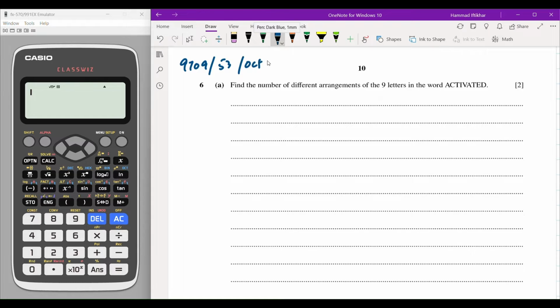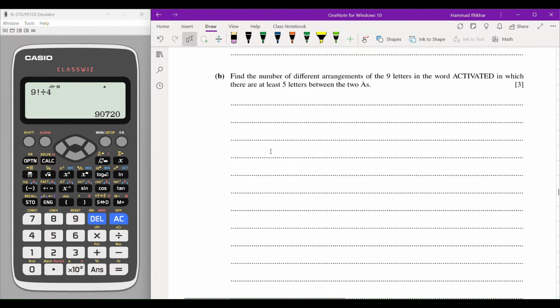Question number 6 from 970953 October November 2022. Find the number of different arrangements of 9 letters in the word activated. If we notice, we have 2 A's and 2 T's, so the different arrangements would be 9 factorial divided by 2 factorial, 2 factorial. So 9 factorial divided by 4 is 90720.